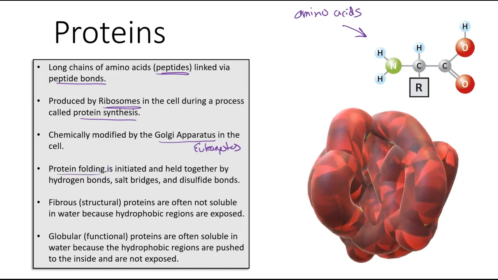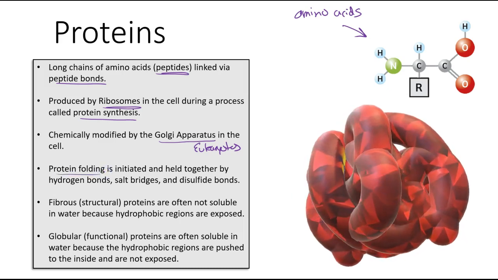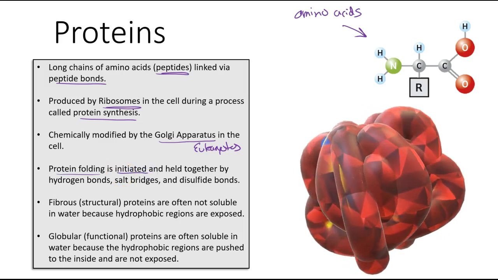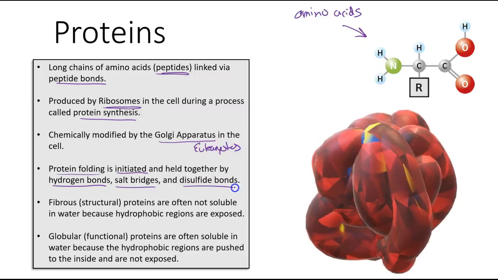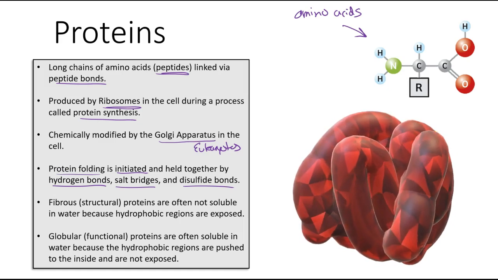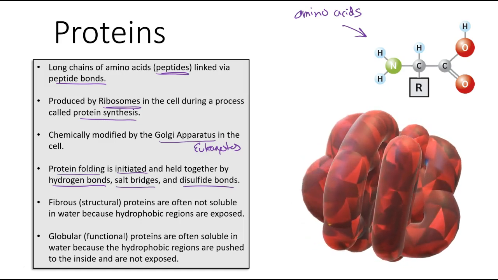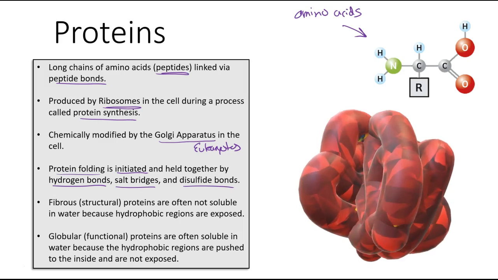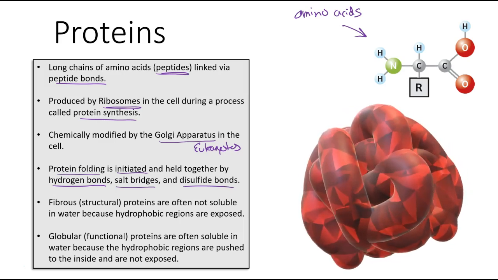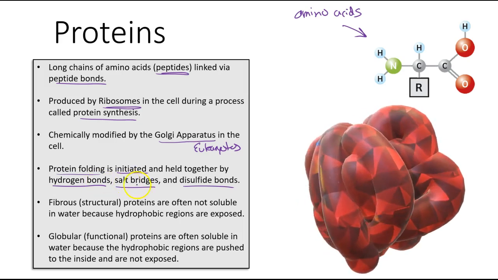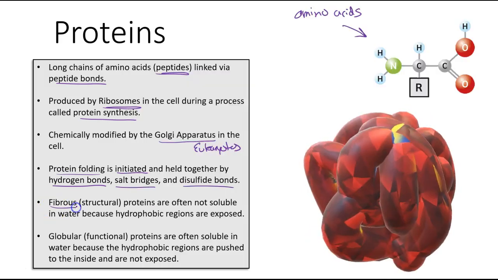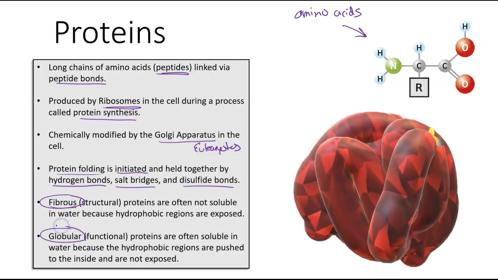Protein folding, once the protein has been completely produced, is going to be initiated and held together by three different things. These hydrogen bonds, salt bridges, and disulfide bonds are three entities that are going to help hold these proteins in the quaternary and tertiary structures that are synonymous with protein structure. And by folding the proteins using these hydrogen bonds, salt bridges, and disulfide bonds, we're going to either produce a fibrous protein or we're going to produce a globular protein.